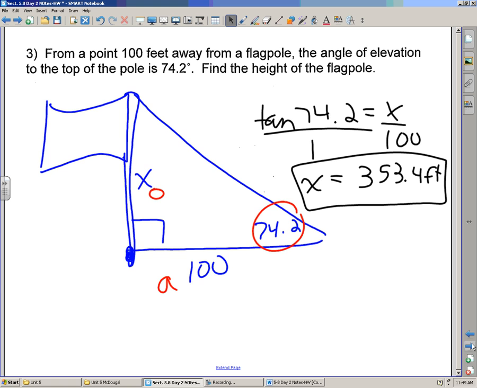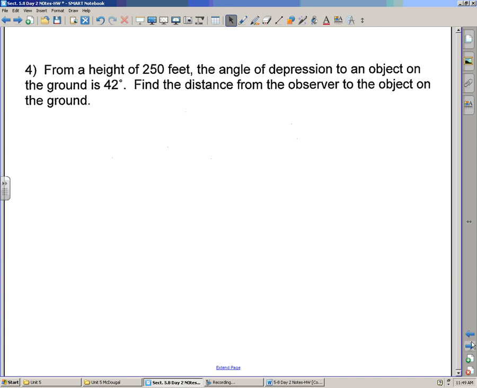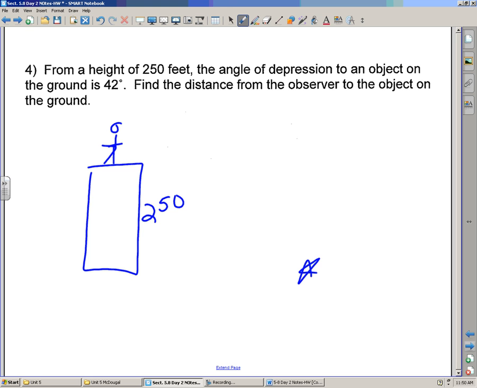Okay, last one. From a height of 250 feet, the angle of depression to an object on the ground is 42 degrees. Find the distance from the observer to the object on the ground. So the observer must be on top of this 250-foot thing. So we know that we've got something that's 250 feet tall, and the observer must be somewhere up top and is looking at an object on the ground. Well, the building or whatever it is has to make a right angle with the ground.